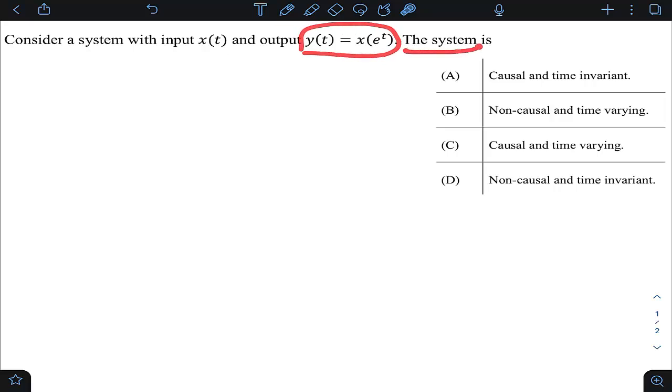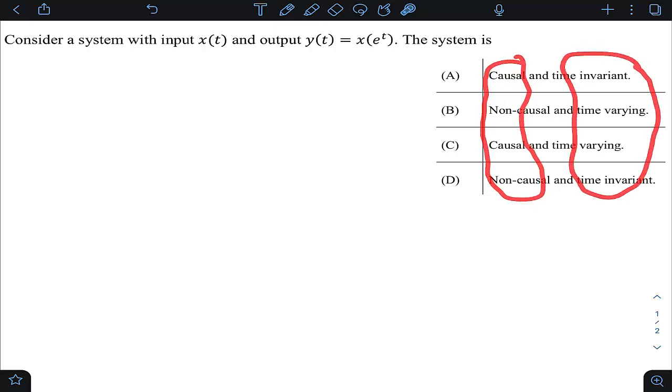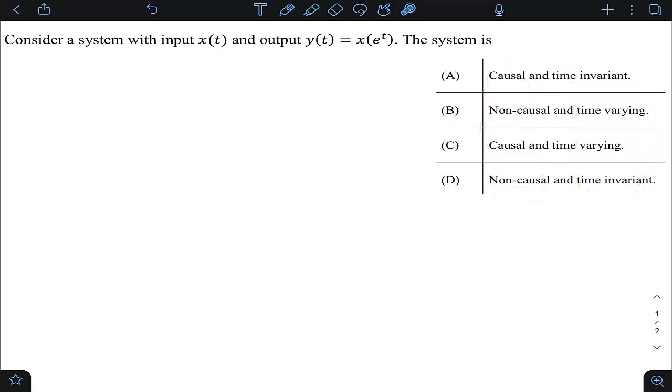If you check the options, we are supposed to comment regarding its causal behavior and its time variance behavior. That is, whether the system is causal or non-causal, whether the system is time variant or time invariant. So the given equation is y(t) equals x of e raised to power t.